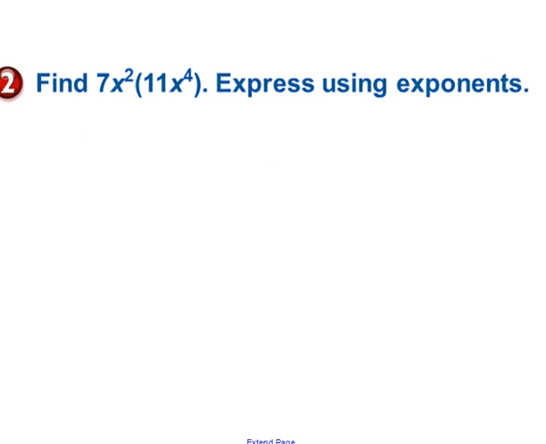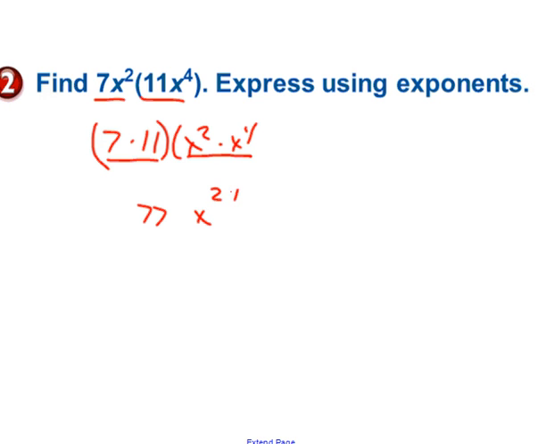All right. Another example, we've got 7 times x to the 2 times 11 times x to the 4. I'm going to regroup that. I'm going to say 7 times 11 times x squared times x to the 4th. Well, 7 times 11, of course, is 77. x squared times x to the 4th becomes x to the 2 plus 4, or 77 times x to the 6th. x to the 6th. All right.